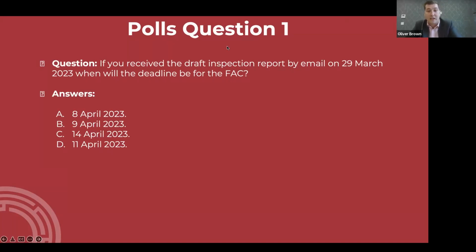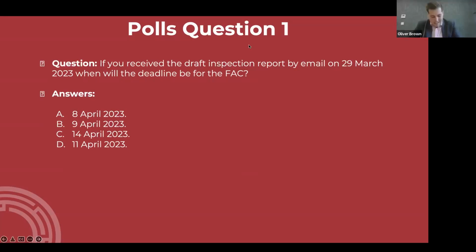If you receive a draft inspection report by email on the 29th of March, when will the deadline for the factual accuracy comments be? So if people could just select their answers. Thank you. It's coming in. Thank you, guys. A lot of people are answering. Okay, I can't see the answer. Oh, here we go.